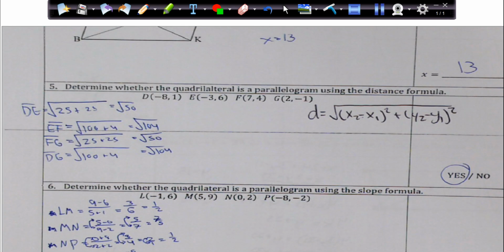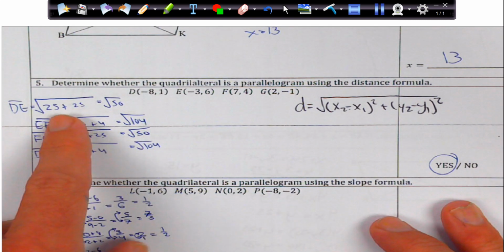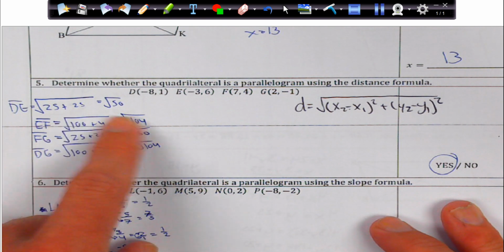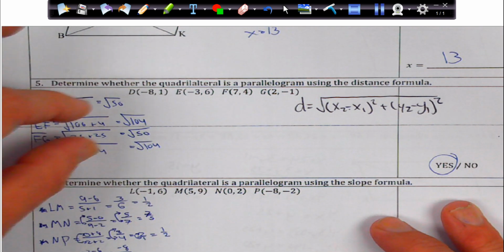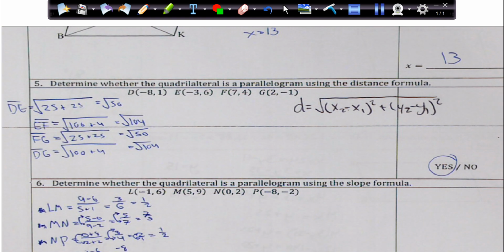Sorry, here we're back. Okay, so I got the distance formula all written out here. Here's the distance formula. We solved them real quick. So we see that the two opposite sides are congruent, rad 50, rad 50, and the other two, rad 104, rad 104. So this is, in fact, a parallelogram, yes.